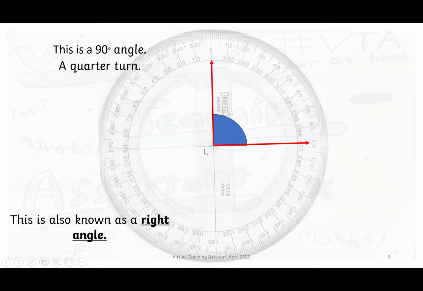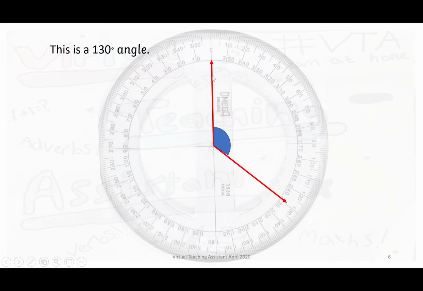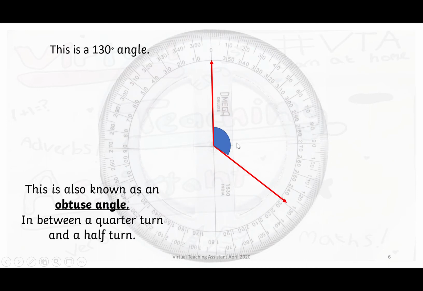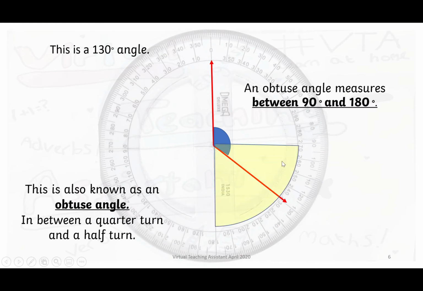They're quite distinctive, really. And that measures exactly 90 degrees. Next, there's a 130-degree angle. All right, so this is an obtuse angle. So anything in between a quarter turn here and a half turn here, all this in between area that I've shaded would be an obtuse angle.